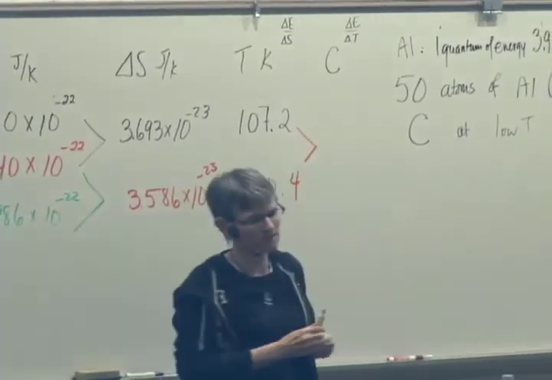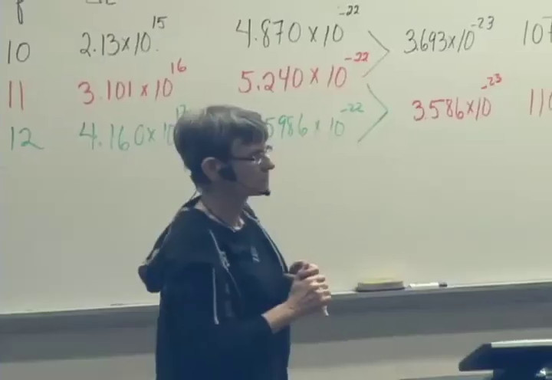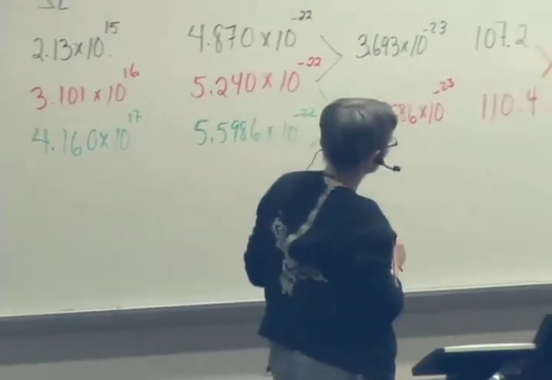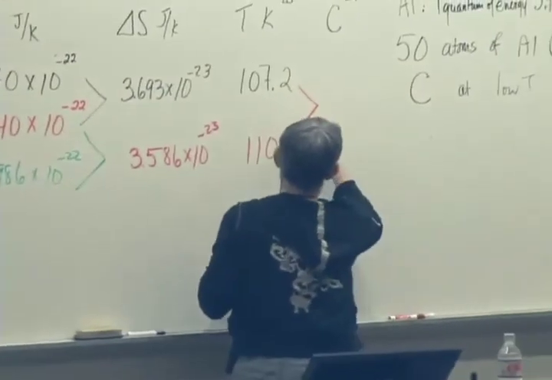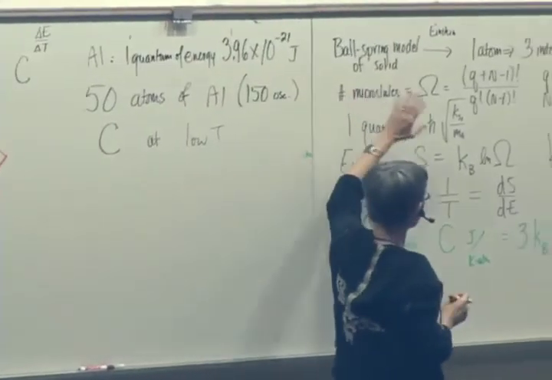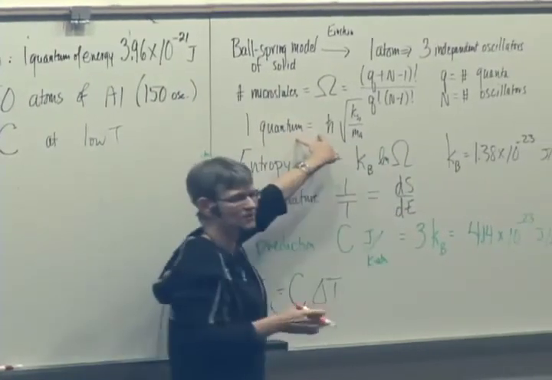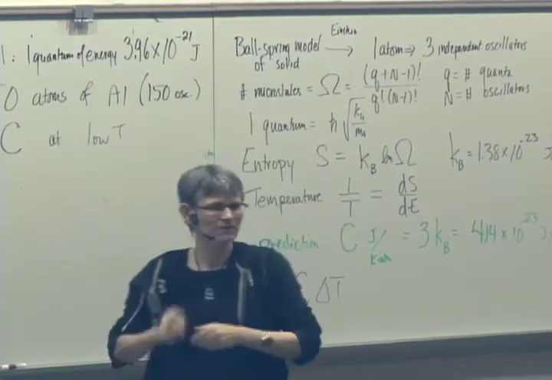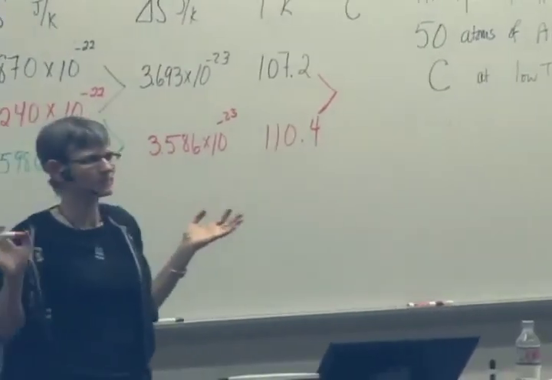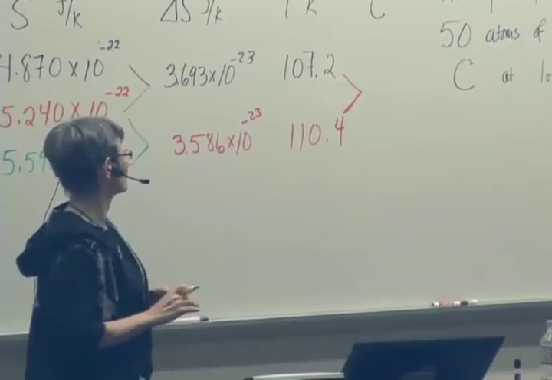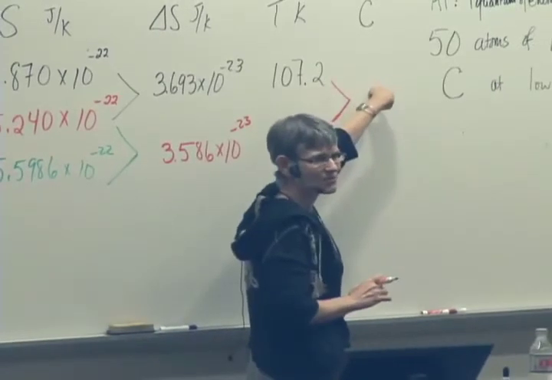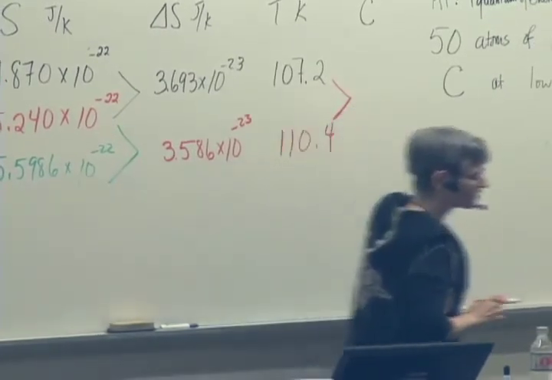So what's delta E over delta T here? There's no such thing as delta E per atom. It just means this quantity is what it's trying to tell you. It's this one quantum of energy, but there's no delta E per atom. What's this number? What is the heat capacity of this object?